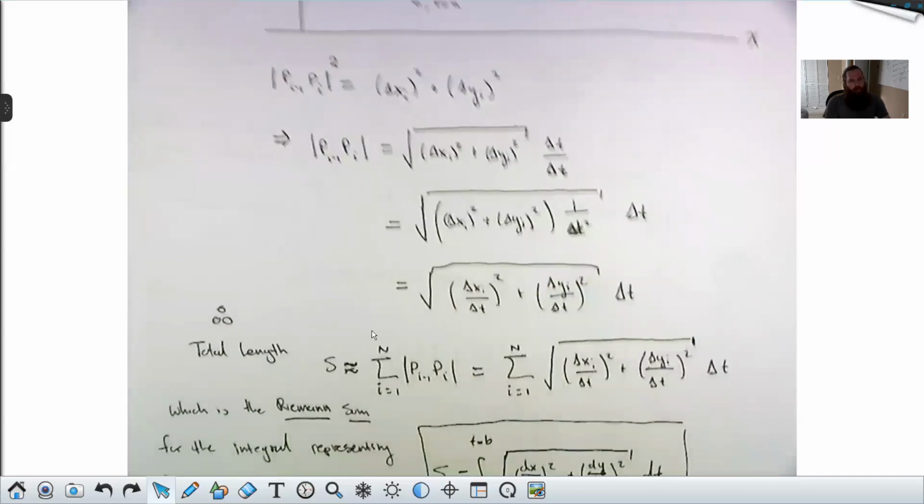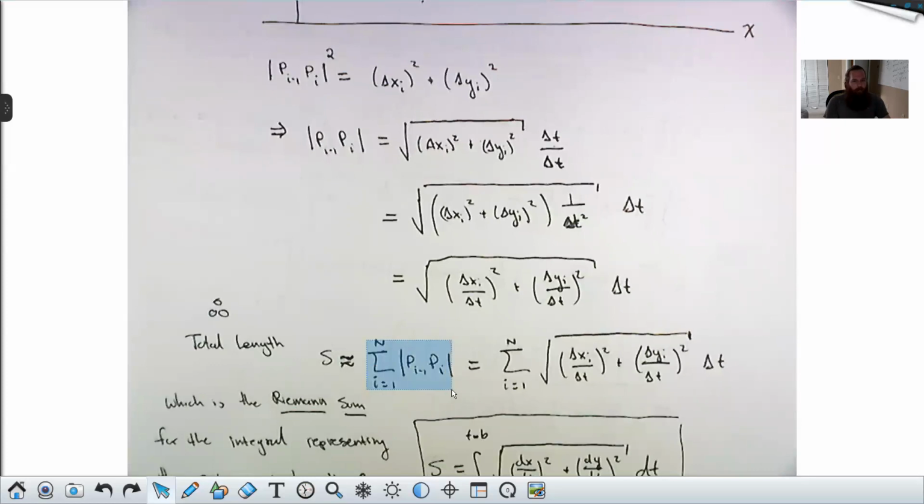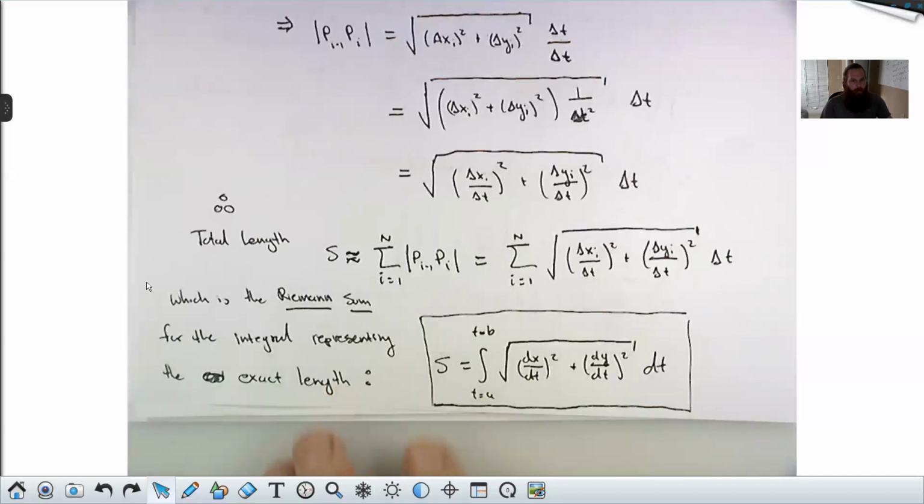So the total length will be what I get when I sum all of those. Usually we use the symbol S for arc length. Your book sometimes uses L. It's the sum of all the little lengths. And according to the algebra work we did above, each of those little lengths looks like this, so the sum looks like this. And we recognize this as a Riemann sum. This is the Riemann sum for this integral.